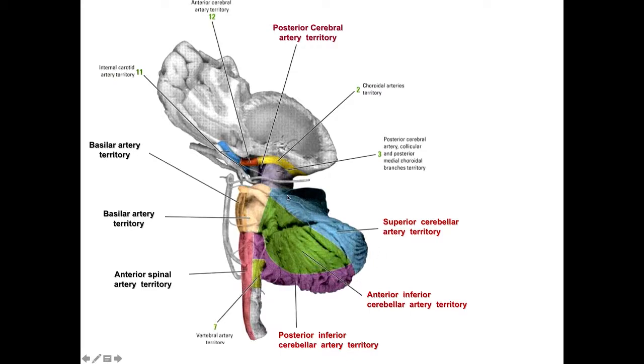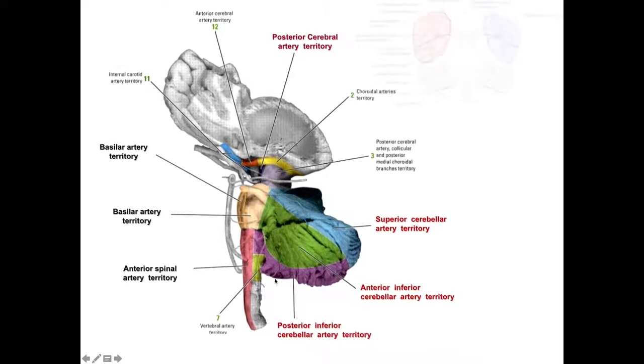Superior cerebellar arterial territory here, and anterior inferior cerebellar arterial territory here, and then the posterior cerebellar arterial territory here. So those are the ones that we're focused on here. But you can also see that we have some region of the posterior cerebral arterial territory that's tucked in here and more. We'll talk more about those in a little bit, but let's focus in on this.